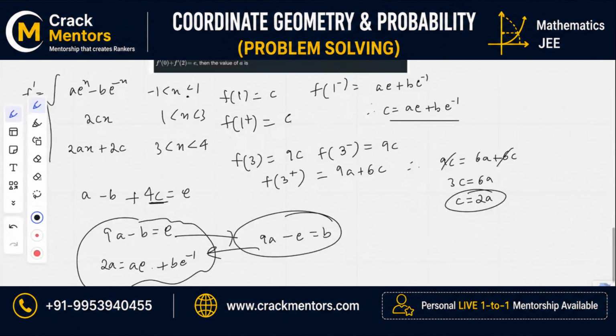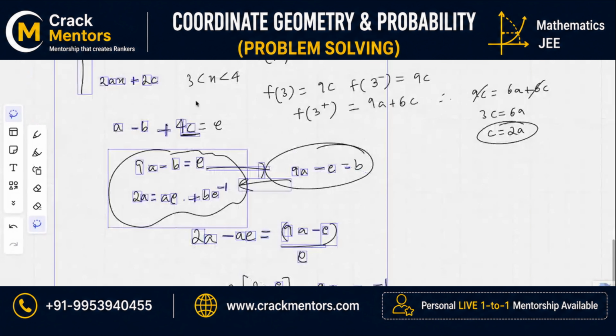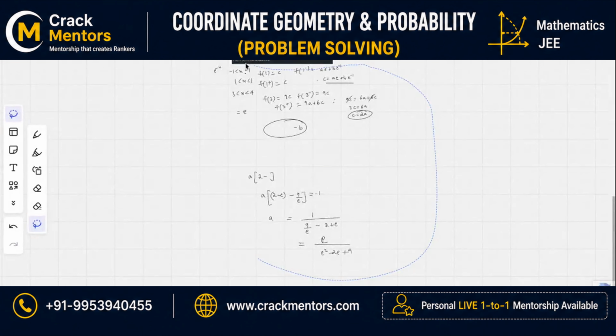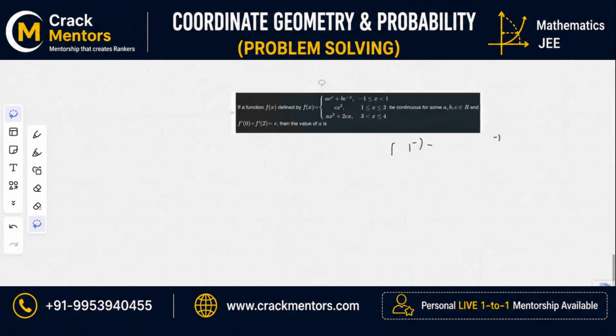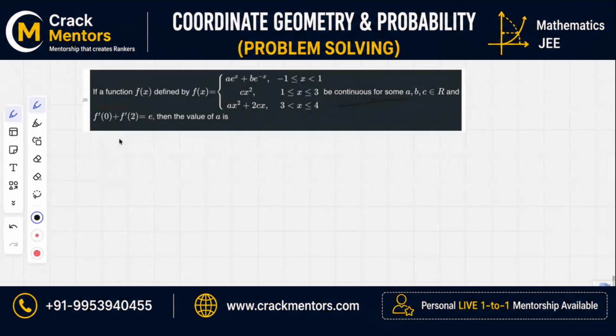Okay, let's do it once again. See what I got. At x equal to 1 minus and x equal to 3, these are the points, right? So x tends to 1 minus f(x): a plus b by e equal to c. That was my first equation, and then I got c equal to 3a as my second equation. Correct. c equals 3a. Okay, wait.